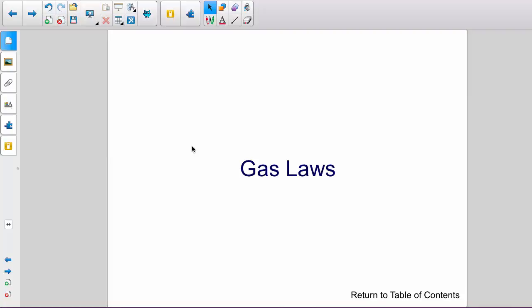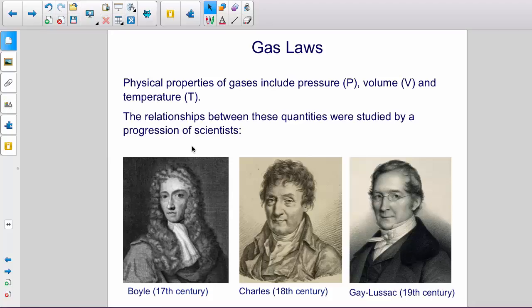The gas laws. Now we're going to take a step back and look at how the motion of particles is related to the temperature of the substance. And we start this by looking at gases. Physical properties of gases include pressure, volume, and temperature.